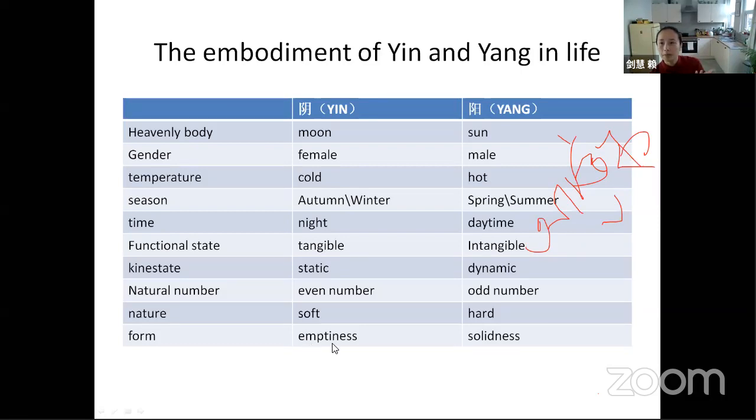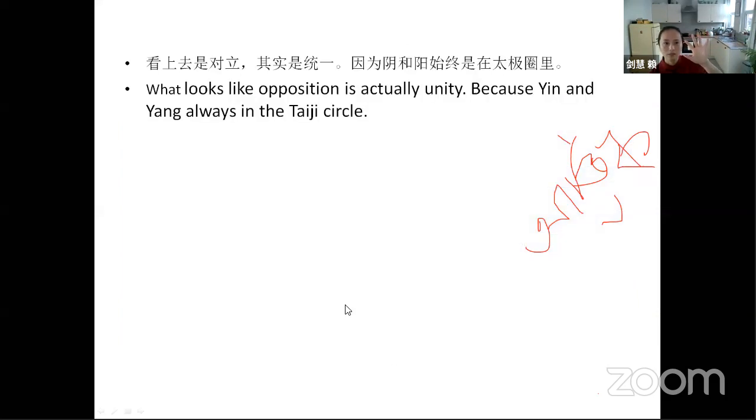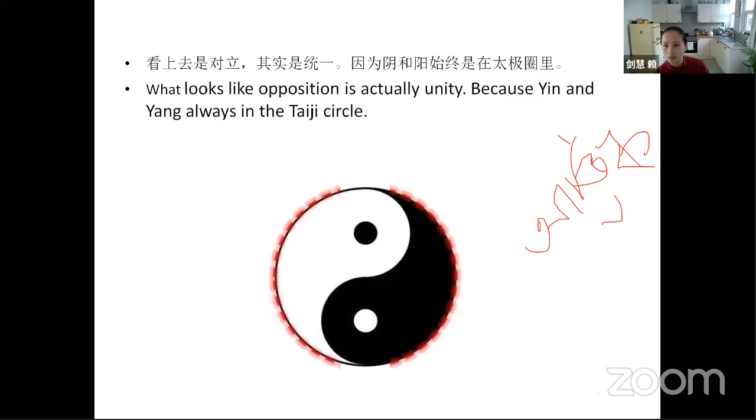So today the topic is emptiness and solidness. Emptiness is yin, solidness is yang. So yin and yang look like opposition, but it is actually unity, because yin and yang are always in the Taiji circle. So we need to understand yin and yang, understand xu and shi. You must think that emptiness and solidness are always complete, in a circle.